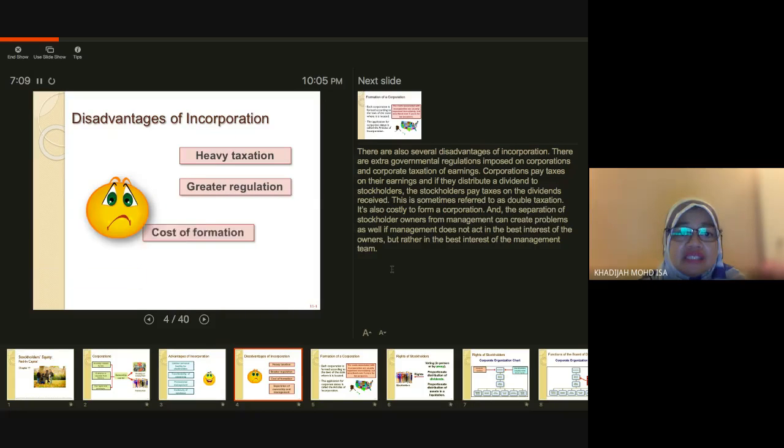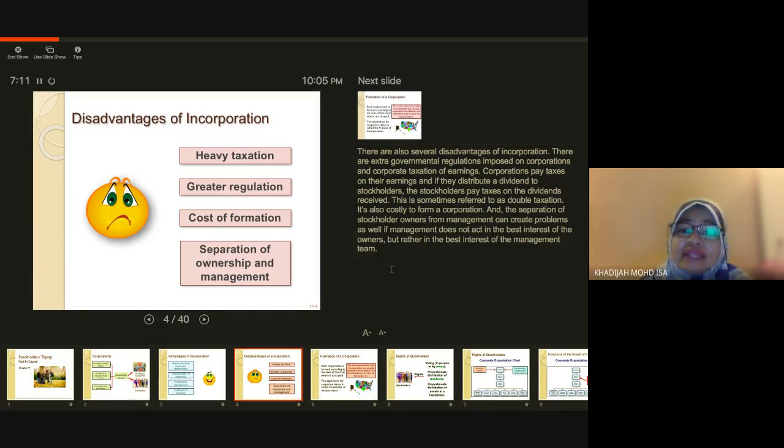Disadvantages: you have to pay a lot more tax, because a company in Malaysia has to pay, I think, a 24% tax rate, as compared to individuals, who have a lower tax rate. You have to follow a lot of regulations because it's under the law, and the cost of formation is more expensive compared to an enterprise.